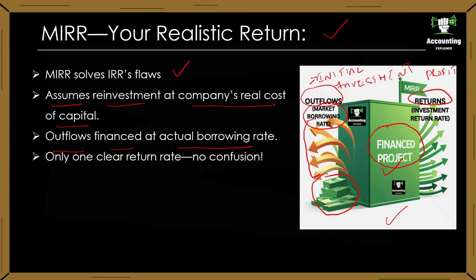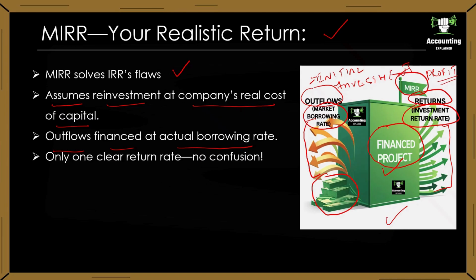We assume that this profit will be reinvested outside, and the rate for the reinvestment you will be expecting will be at the company's cost of capital or the required rate of return the company wants. Both are same. Here the arrow is pointing outside because this profit is invested outside. If you take these two assumptions, then MIRR can be calculated very easily.